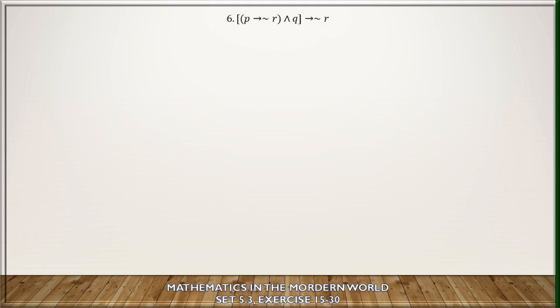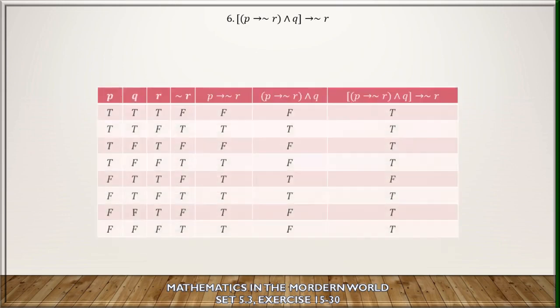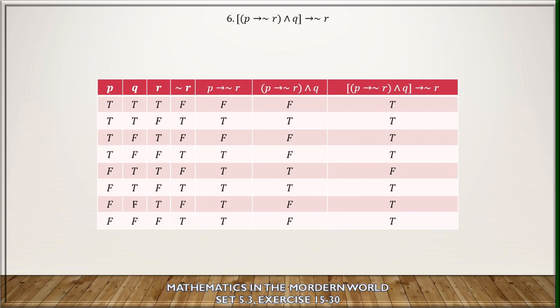The conditional of the conjunction of the conditional if P, then not R, and Q, then not R. And so we apply the same table. We have P, Q, R, the same as the last example. But in this table, we also have not R. Since R is true, not R will be false. Where R is false, it will be true. So it's false, true, false, true, false, true, false, true.